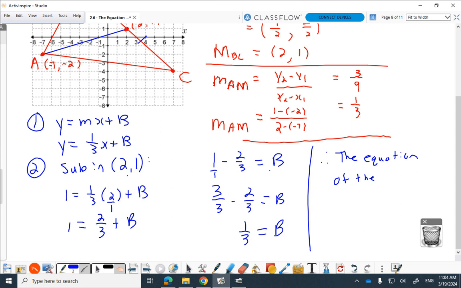Median is y equals 1/3 x plus 1/3. Does it look right? Does it look like that blue line's going through about 1/3 on the y-axis? Yeah, it does. So the picture is really, really helpful here.